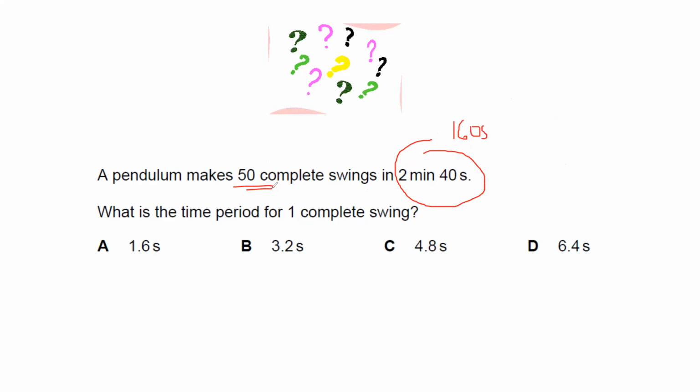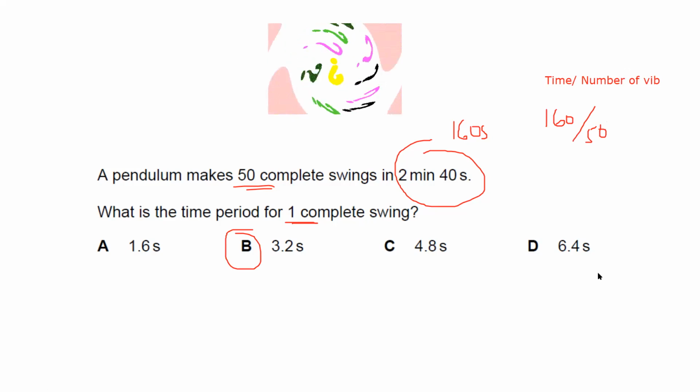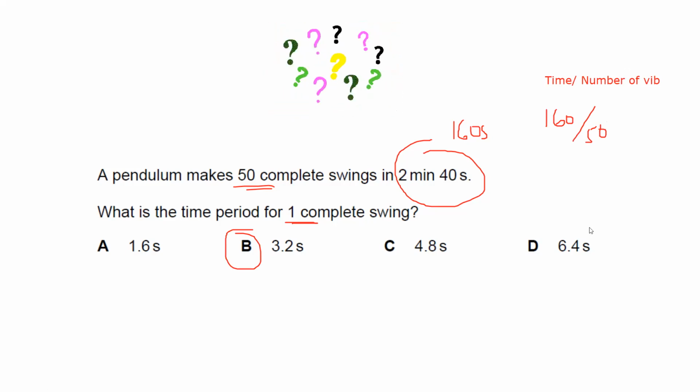And the vibrations are 50, but you're finding for one. So the time interval divided by the number of vibrations. The time interval was 160 and the number of vibrations is 50. So 160 divided by 50, you will get 3.2. So B will be the right answer. Is it clear, this example, to everyone?